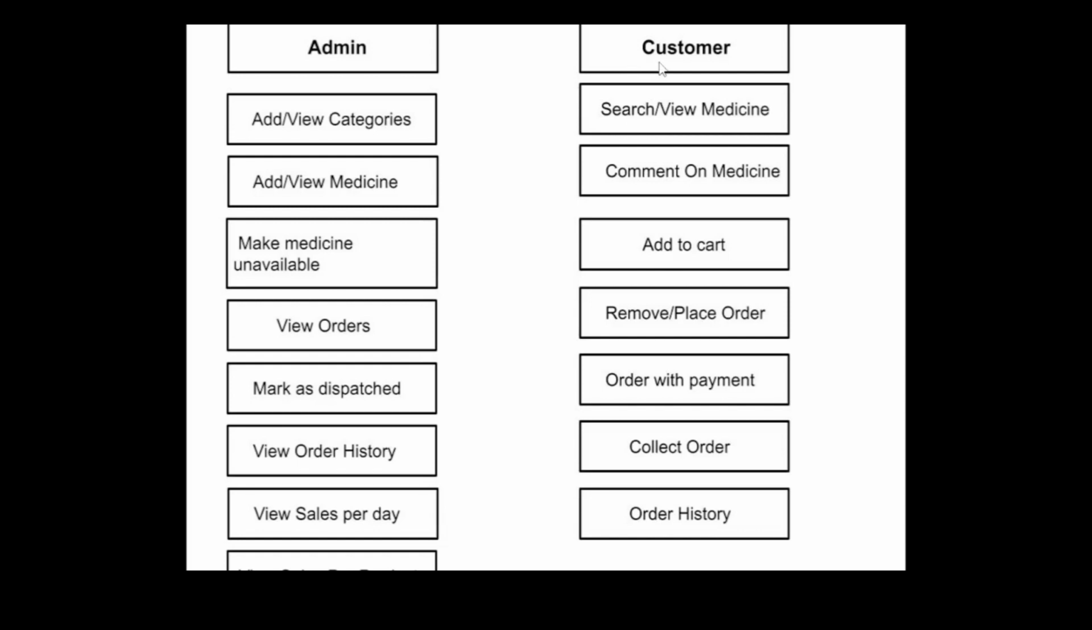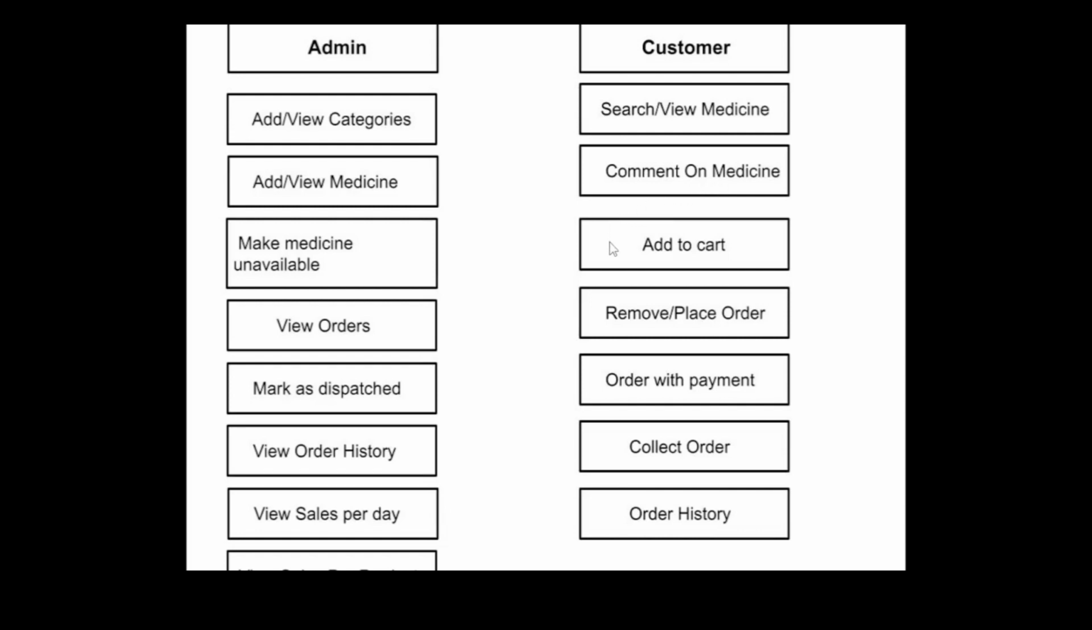Customers have to register by giving their name, email, phone number, and all the details. After successful registration, customers can log in. They can search for the medicine they need. If they find it, they can view it. If they already know the product, they can even comment on the medicine so that other customers can find it useful, and know whether it will work for their issue or not.